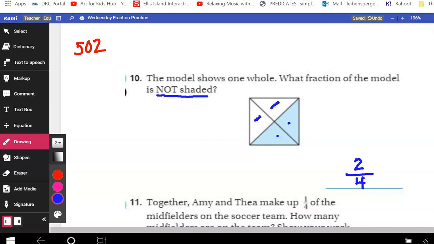I also could divide this another way. There's an equivalent fraction here that equals 2/4. If you said 1/2, you would have that correct too, because as you can see, 2 of those pieces makes 1/2 of that shape. So if you said that, great job. Okay, let's go down to number 11.